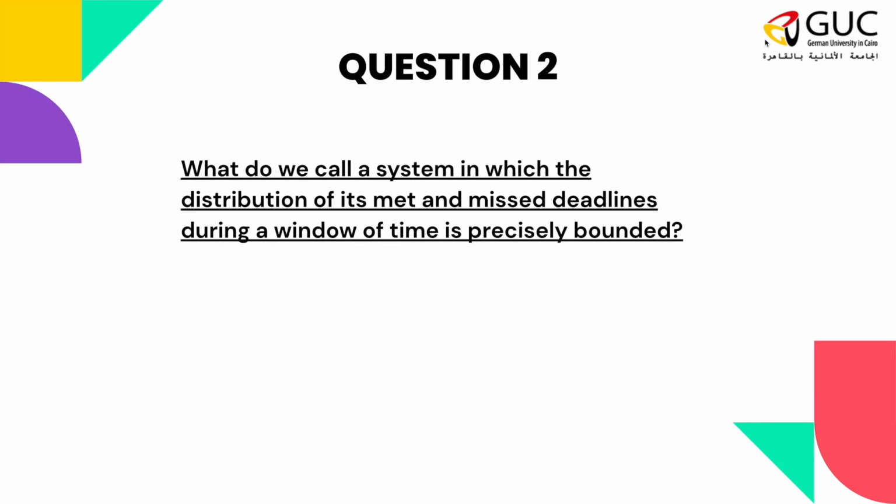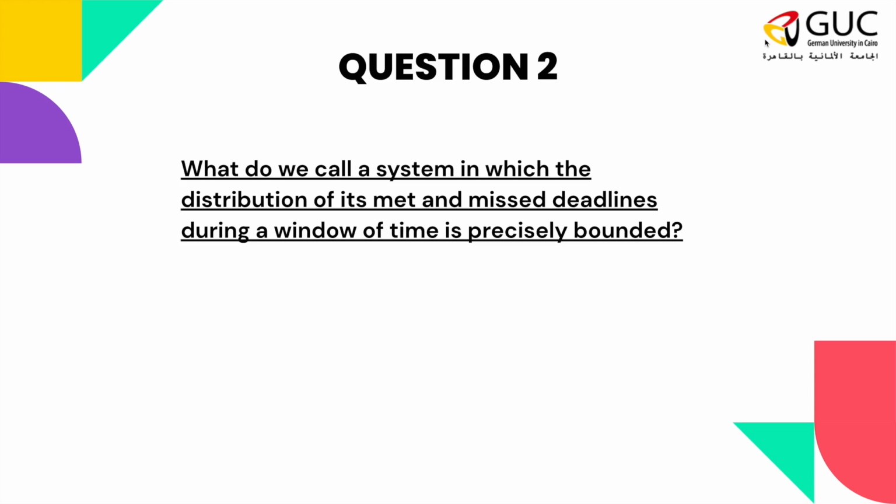Question 2. What do we call a system in which the distribution of its met and missed deadlines during a window of time is precisely bounded? What does this mean? It means that we have deadlines, we have a total number of deadlines, and there is actually a distribution regarding meeting some deadlines and missing some deadlines. So what type of the 4 systems, soft, firm, hard, and weakly hard, does it actually have at least a minimum number of deadlines that needs to be met?